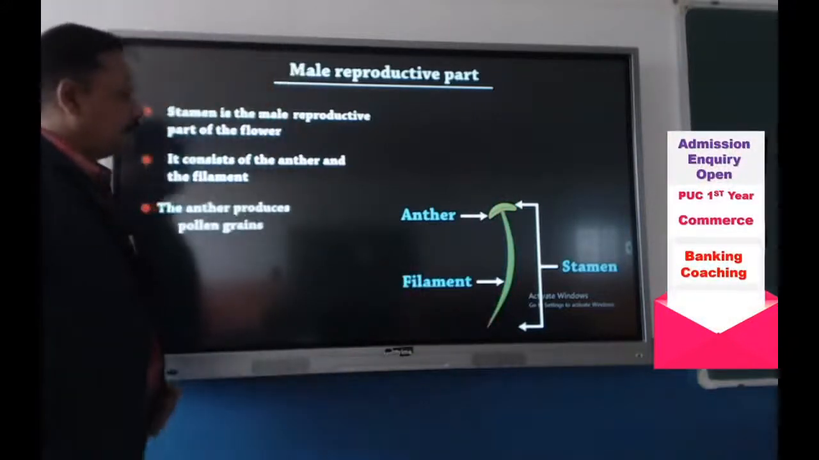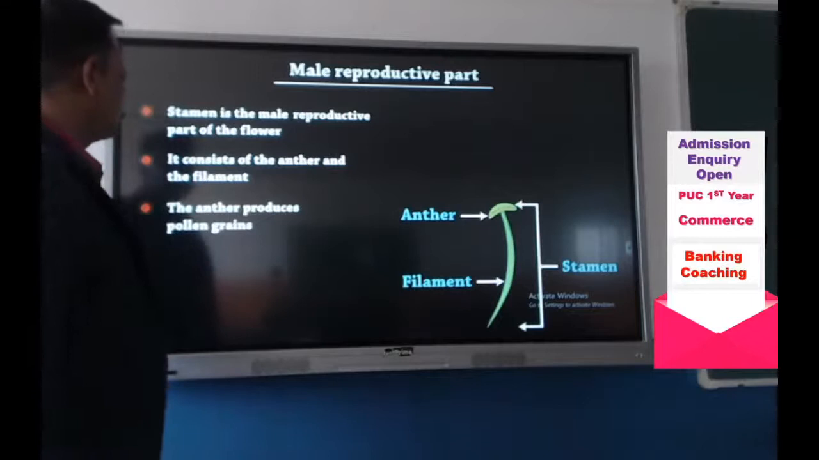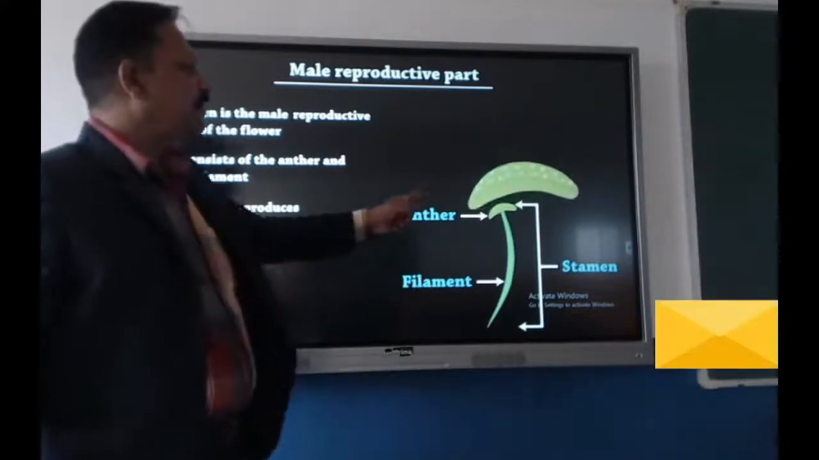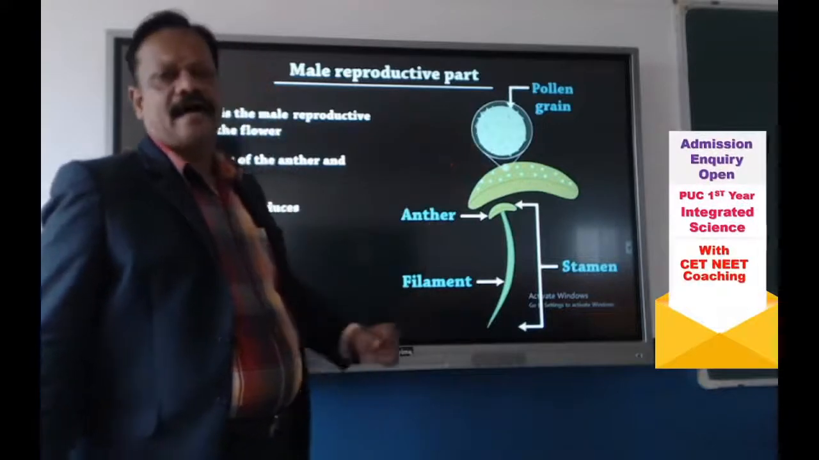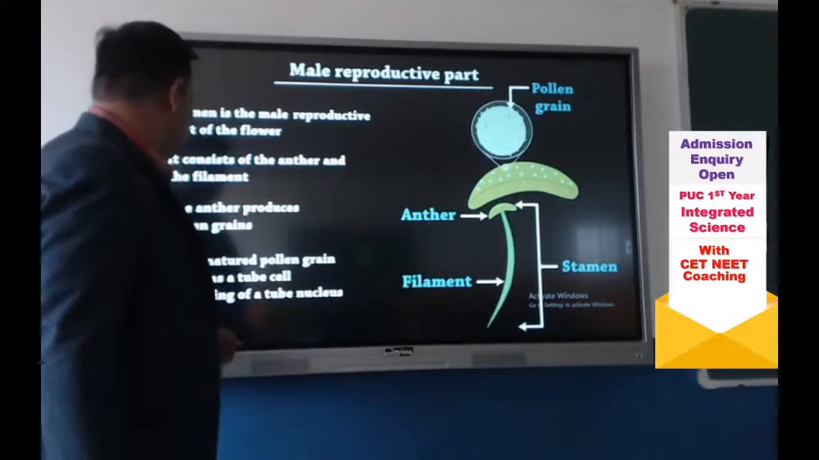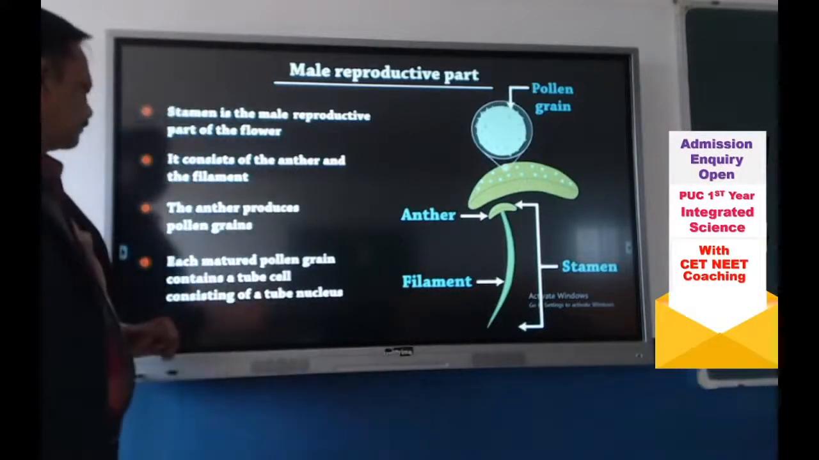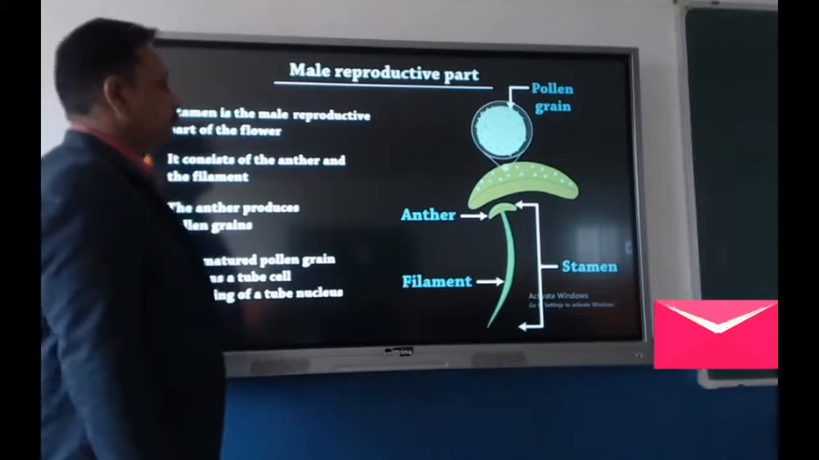The anther produces pollen grains. So the anther is producing pollen grains there. Third, the pollen grain contains a tube cell consisting of a tube nucleus.